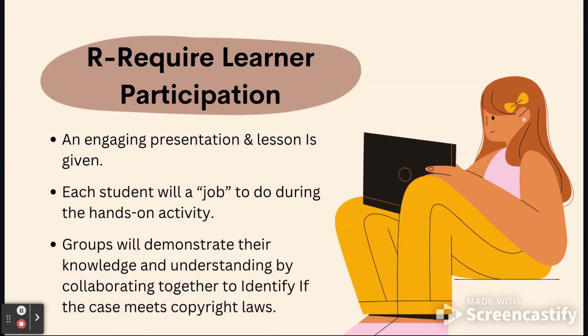R stands for Require Learner Participation. I would require, during my engaging presentation and lesson, that the students are actively listening and possibly participating with feedback. In the relay race, each student will have a job to do during the hands-on activities, such as a runner who goes back and forth to get the next question, a writer, a reader, maybe even a timekeeper, just depending on how many students are in each group. Typically, you'd have 3 to 4 students per group.